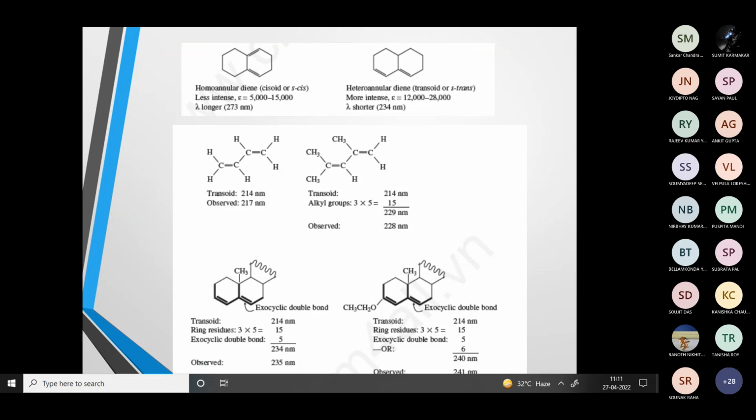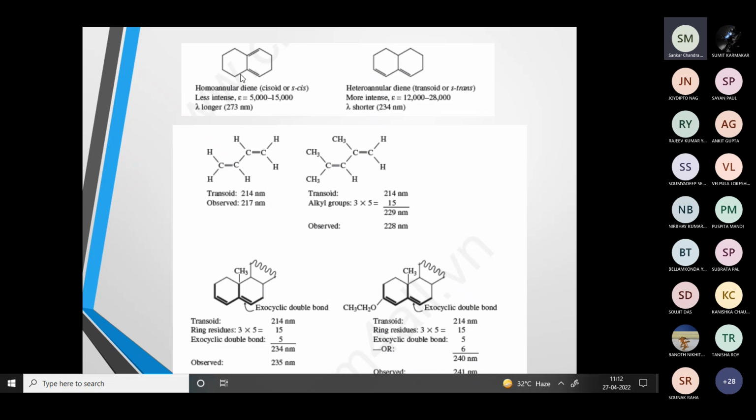Sir, please explain the exocyclic double bond. Exocyclic double bond, yes. Exocyclic means a double bond that is with respect to this ring system. This is the exocyclic one, meaning that the double bond is attached to this ring. Okay, that is known as exocyclic. This is the cyclic system. This is the exo. Okay, here also the exo. This one is the exo. Here two are exo with respect to this ring.